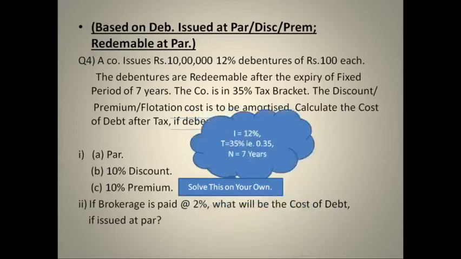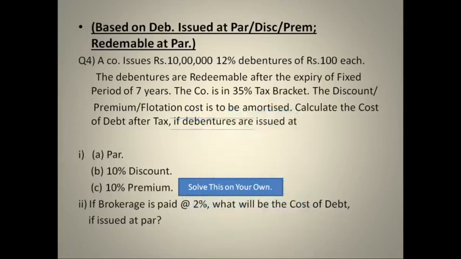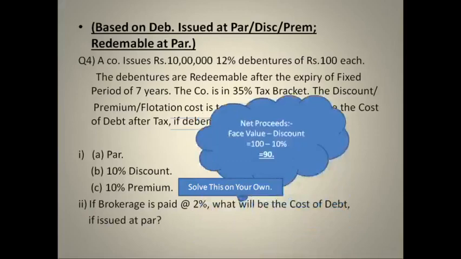Now we know the values of I, T and N, and we also came to know the value of RV. Now you have to find the value of net proceeds. The formula for calculating net proceeds is face value plus premium minus discount minus the flotation cost. But listen to me very carefully now. The question that we are solving right now is the cost of debentures which are issued at a discounted rate. So we are not concerned with the premium part, and we are not concerned with the flotation cost.